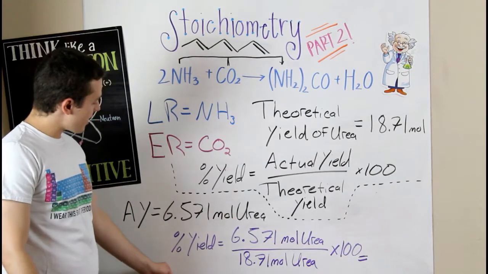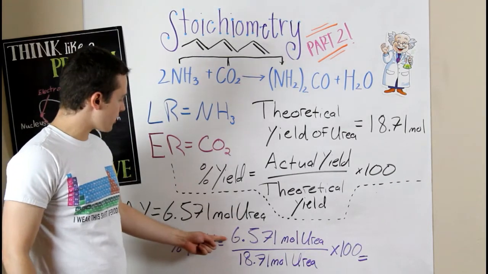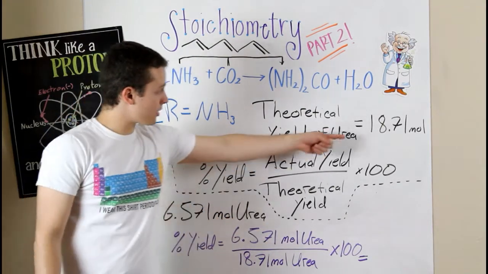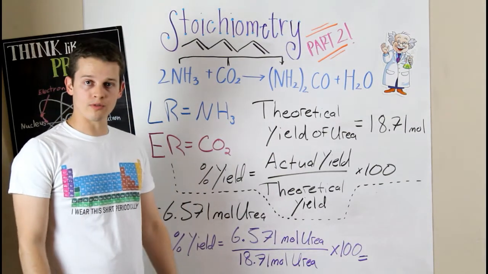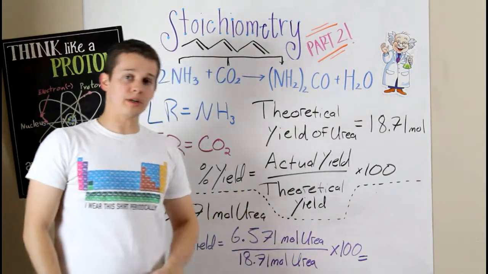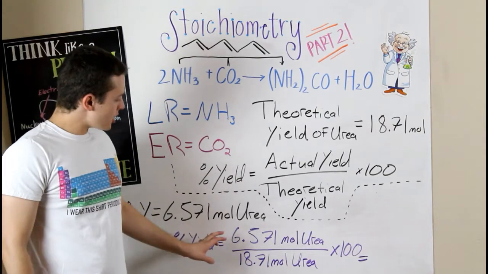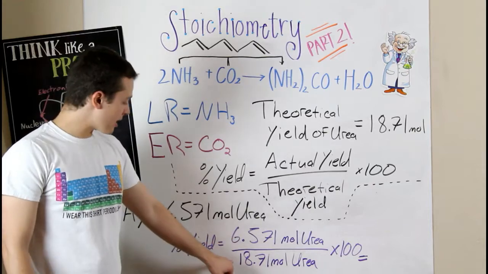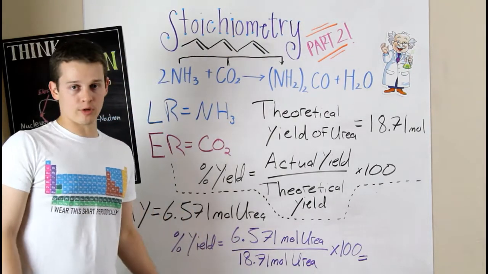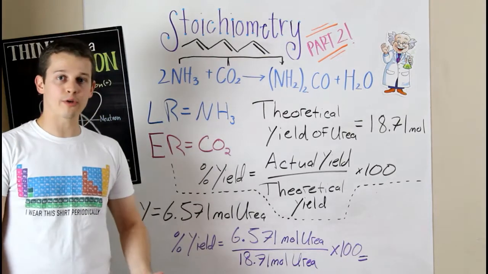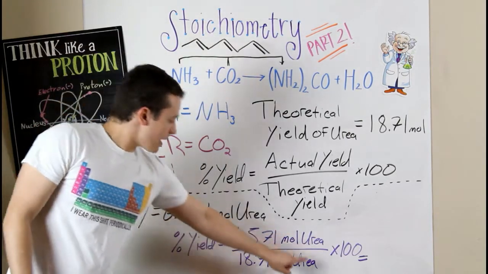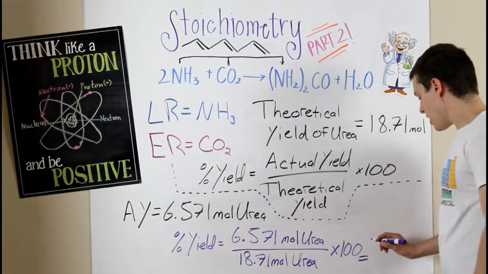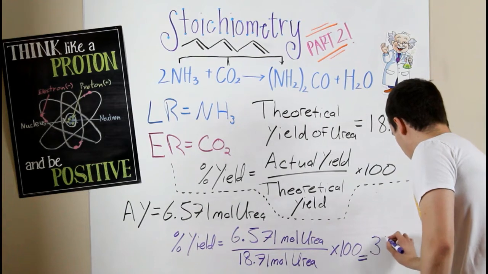Plugging in the numbers, we say our percent yield is equal to our actual yield of 6.571 moles of urea divided by our theoretical yield of 18.71 moles of urea times 100. Now if you run that through your calculator, be sure to do the division first. Divide your 6.571 by 18.71 first. You don't want to do too much all at once because it might confuse your calculator a little bit. So do that division first, and then multiply it by 100 to get a percentage.